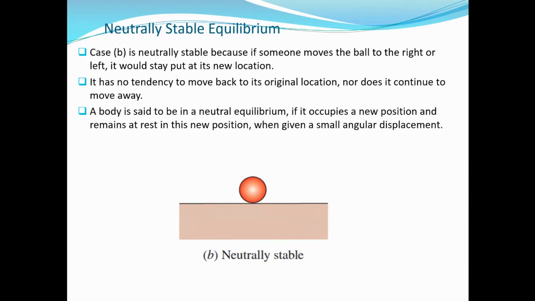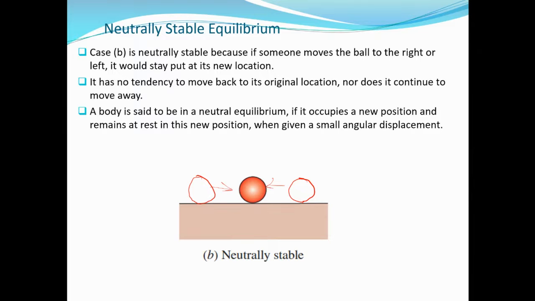And then you have neutrally stable equilibrium. This is the case of neutrally stable equilibrium. Because if you move the ball to the right or left, it will stay put at its new location. When you push it this way, this is the new location, it will still stay here and be stable. If you push it to the left, the position changes, but it remains stable at the end. So it has no tendency to move back to its original location.